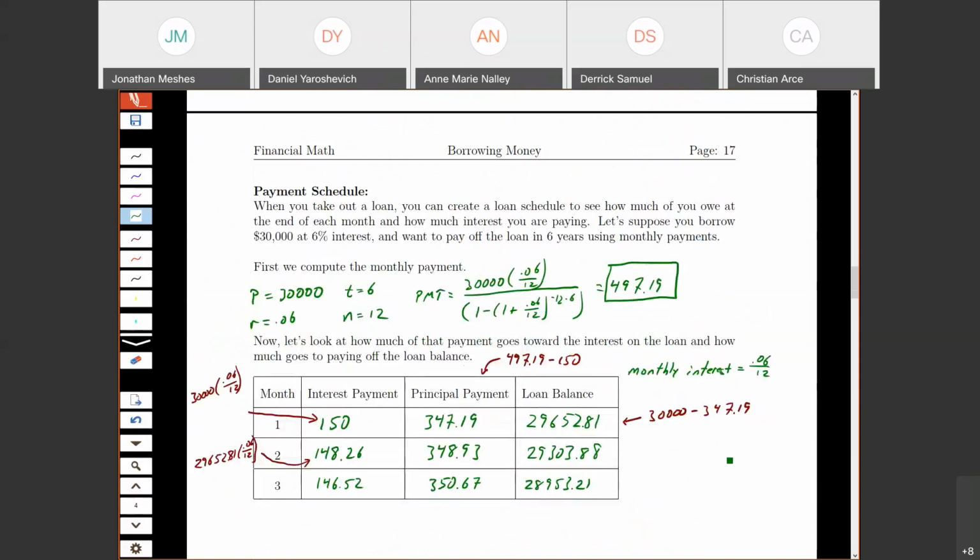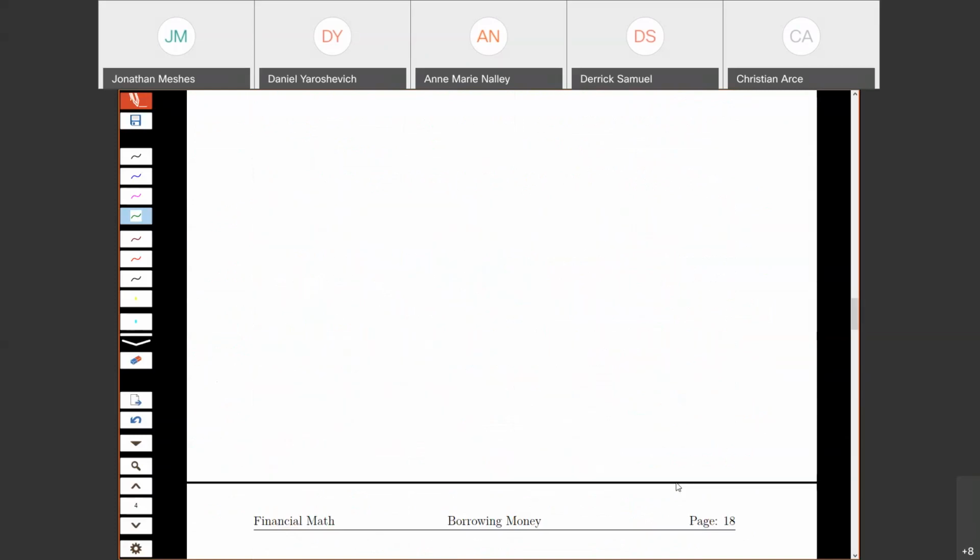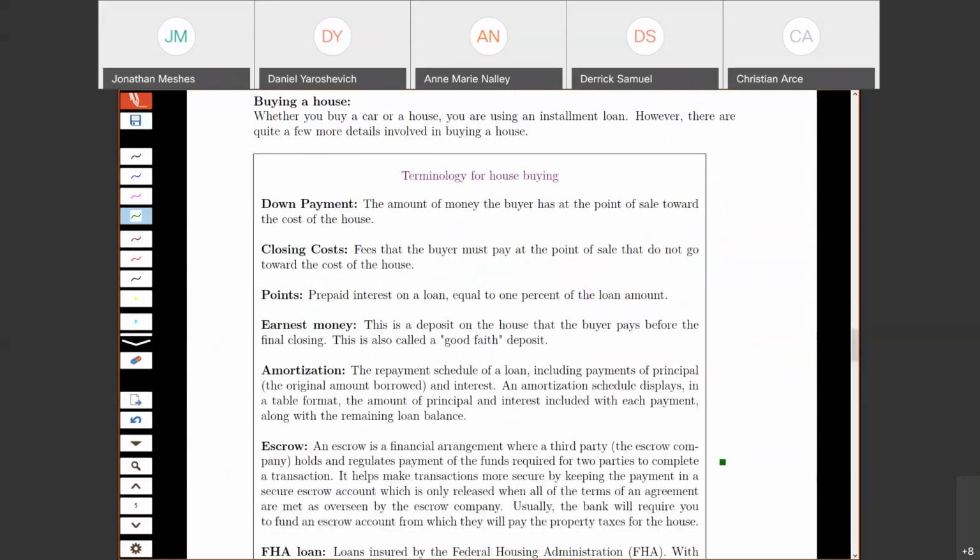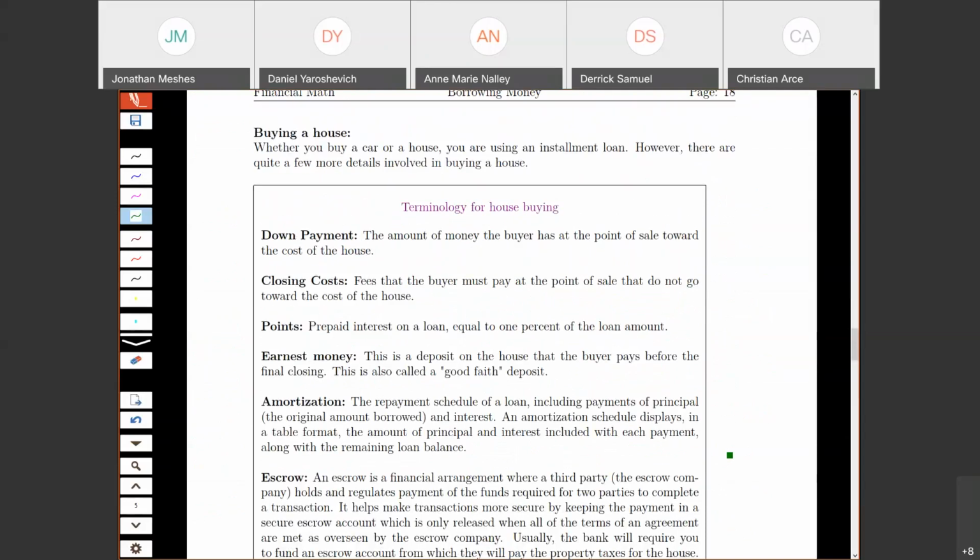Now, when you borrow money, it doesn't really matter what you borrow the money for, right? It works the same. So whether I'm buying a refrigerator or a house or a car, if I'm financing it, this is how loans work. However, houses have a lot of extra stuff to them. So one of the things I want to do is just quickly go over some of the terminology that you run into with buying a house.